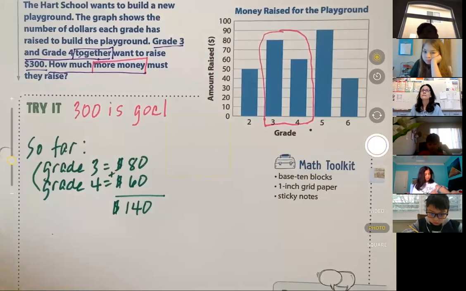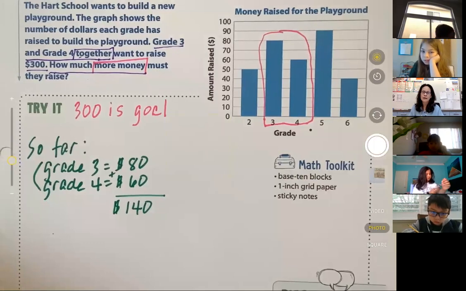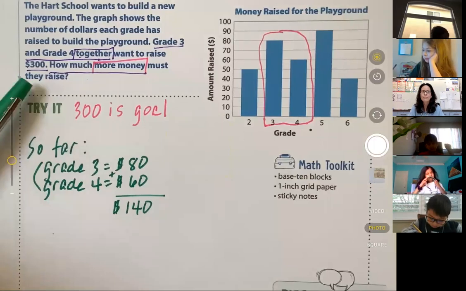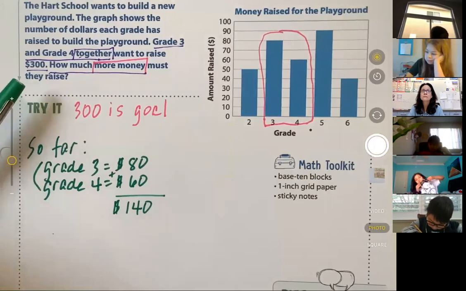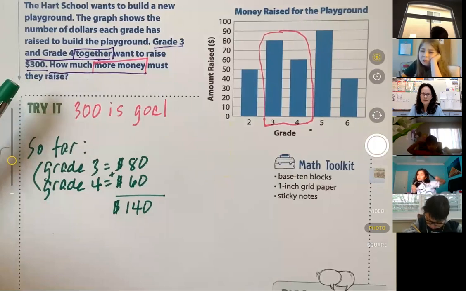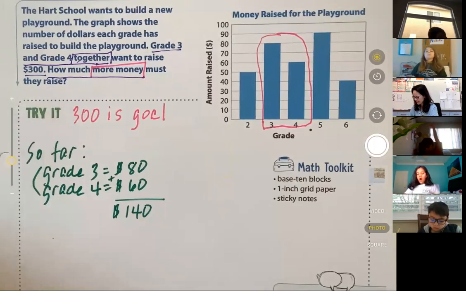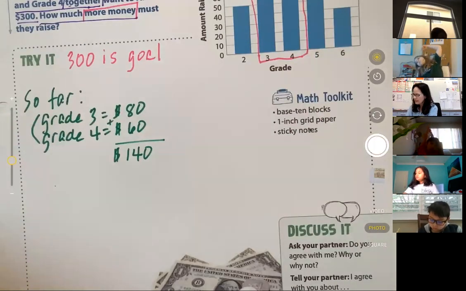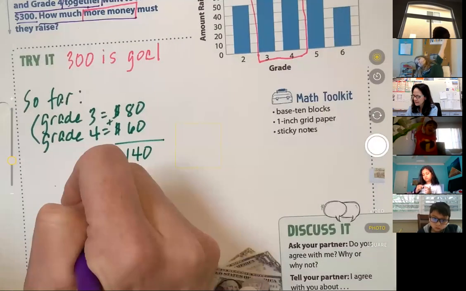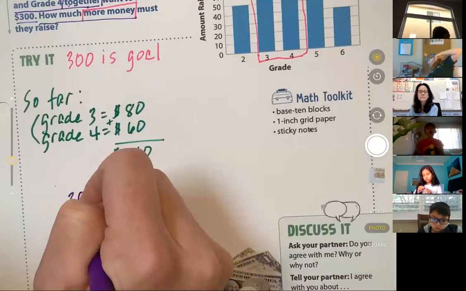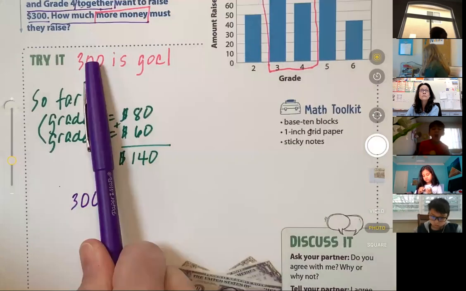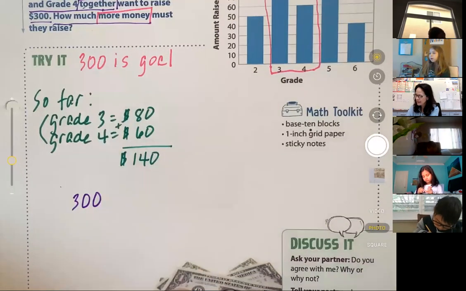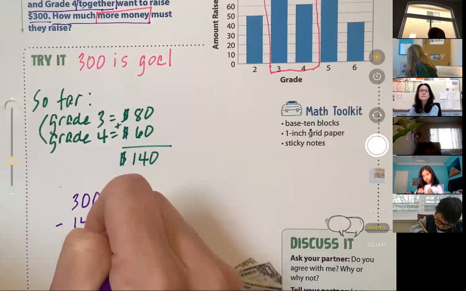But friends, we're not done, because the question did not ask what third and fourth grade raised. The question asked, how much more money must they raise? We have another step, friends. In order to figure that out, we need to take the 300 that is the goal. Remember, that's our goal. We need to subtract out what they've already earned.